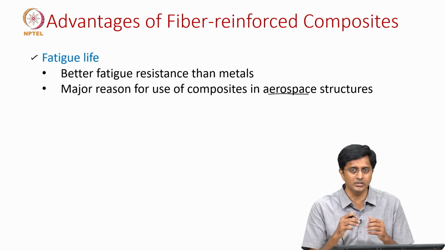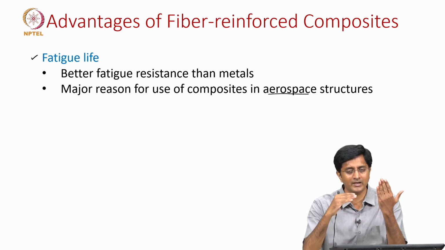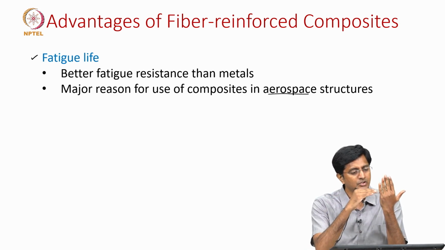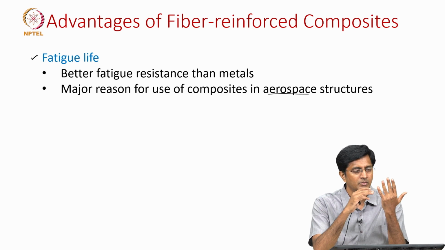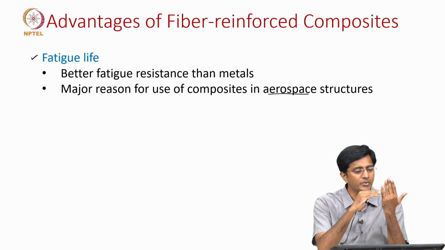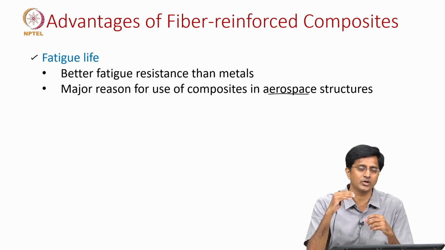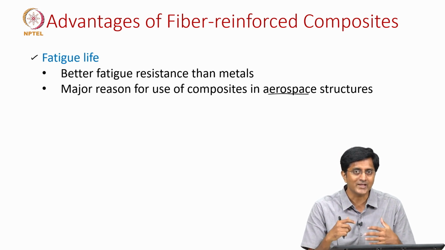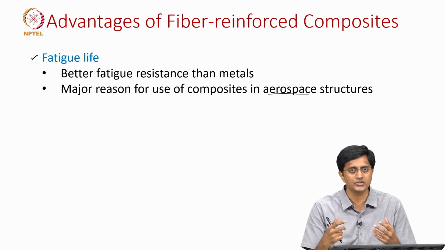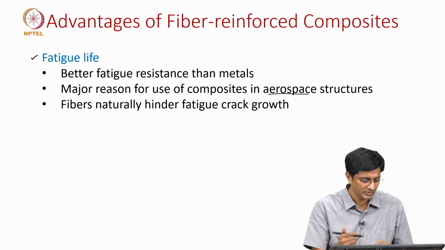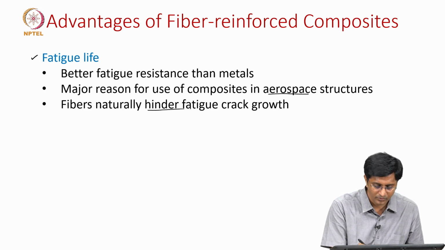The reason is, let us say these are all the fibers we have, and there is a crack approaching here. The crack needs to first fail a single fiber, then it needs to fail the second fiber, meaning the crack is obstructed by each and every fiber. So, the more fibers we have, the more obstruction there is to fatigue crack growth. Naturally, in composites we have lots of fibrous materials, and these naturally hinder the growth of the crack.